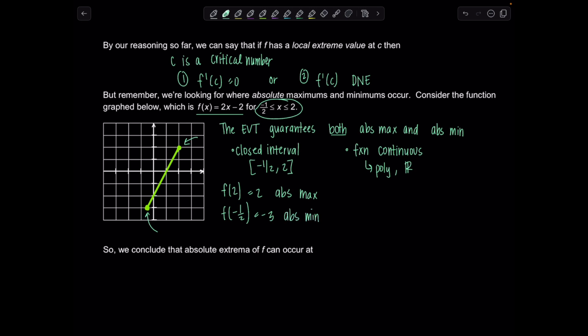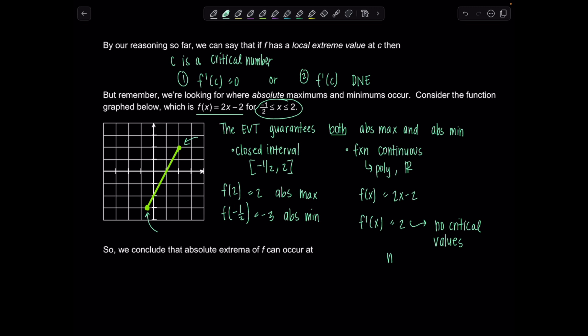Okay, cool. But is the derivative 0 at those points? No, right? Well, what's my function again? My function is 2x minus 2. Take the derivative, f prime of x. It's just 2. That's never 0. That means this function has no critical values, because the derivative is never 0.